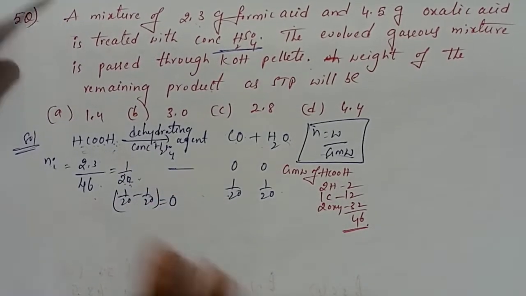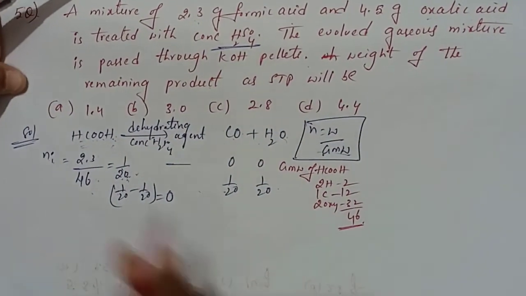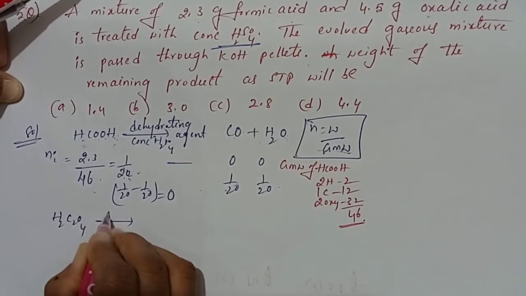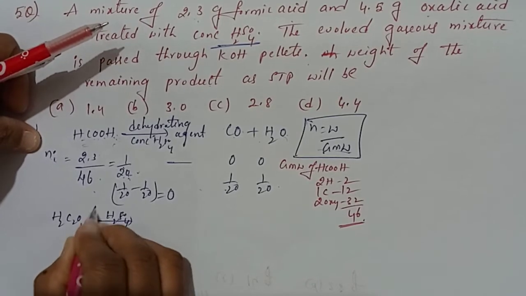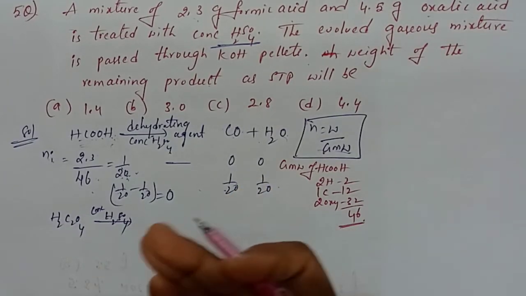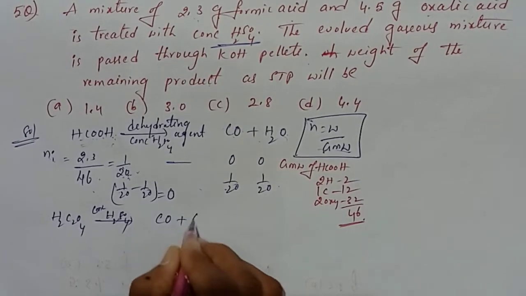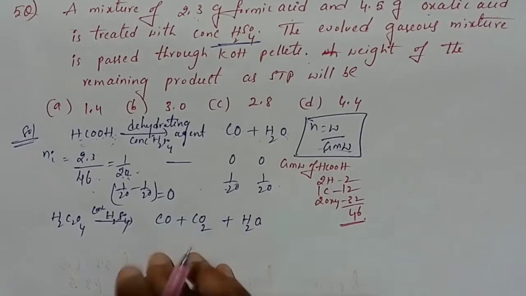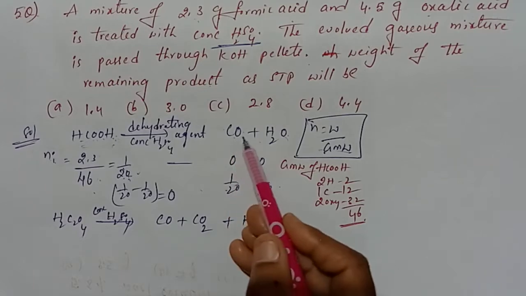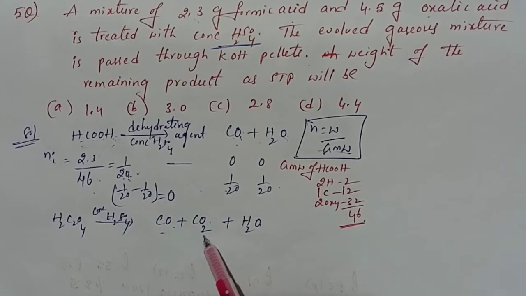So this one is completed. Next I am going to calculate the oxalic acid reaction. Now see students, oxalic acid formula H2C2O4, when it is treated with concentrated sulfuric acid, a dehydrating agent that can remove the water molecules. So here what are the products, students? Products are CO plus CO2 plus H2O, 3 products. Water molecules are removed, and the gaseous mixture in the product is CO and CO2.